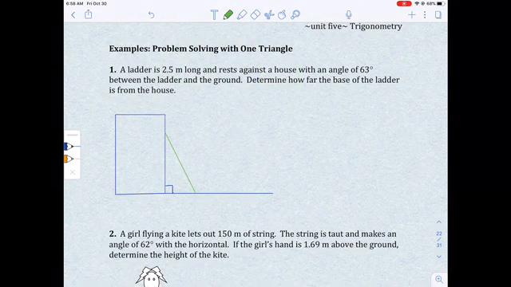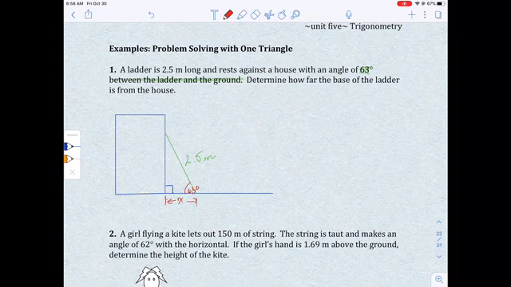Let's read the question again. A ladder is 2.5 meters long, so I'll label that 2.5 meters, and it rests against a house with an angle of 63 degrees between the ladder and the ground. Where would that angle be? It's going to be on the ground there. That's our 63 degrees. Determine how far the base of the ladder is from the house: the bottom of the ladder from the very base of the house. So x would be right here. That's our unknown side.